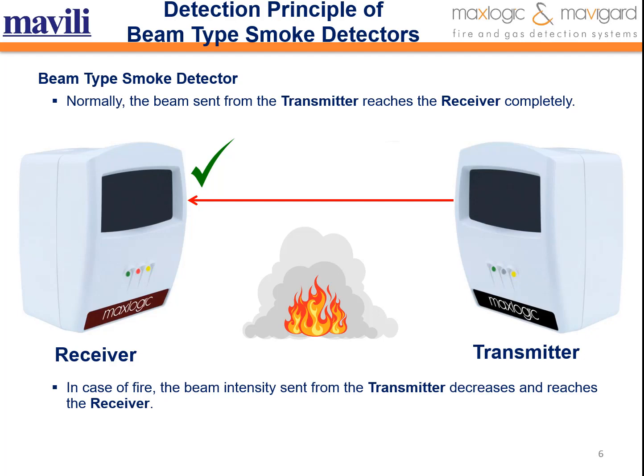Another type of beam detector is the reflector detector. Beam type smoke detectors with reflectors consist of a transceiver unit and a reflector. The transceiver unit and the reflector are mounted opposite each other. If a single reflector is used, the distance can be up to 35 meters. If 4 reflectors are used, the distance can go up to 50 meters between the transceiver unit and the reflectors.